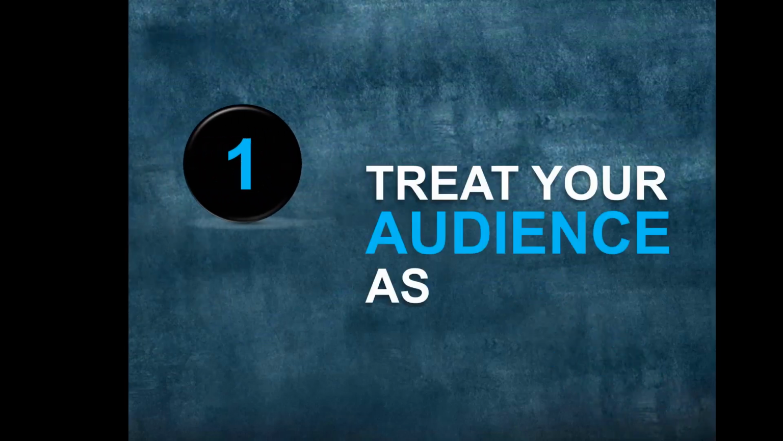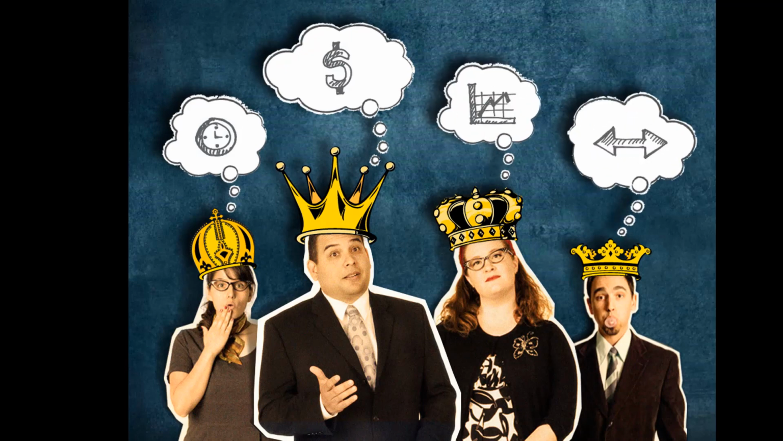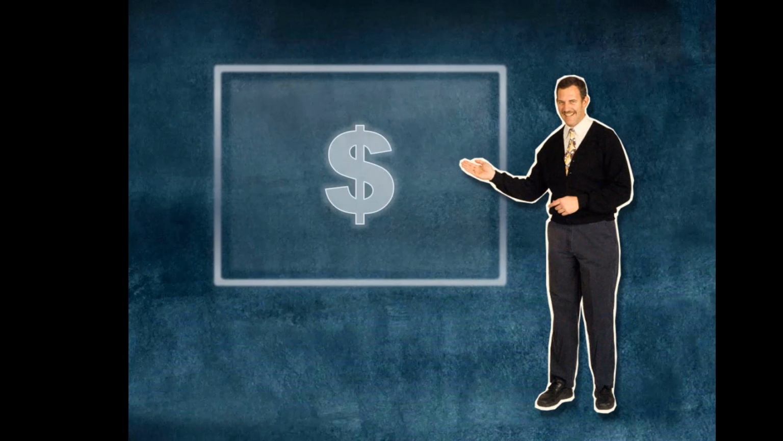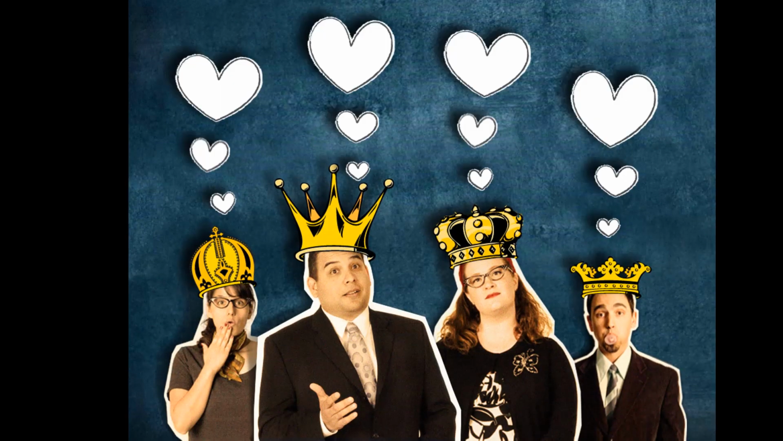The first rule is, treat your audience as king. Your audience deserves to be treated like royalty. Design a presentation that meets their needs and not just yours. Audiences want to know what you can do for them, why they should adopt your view, and what are the steps they need to follow to take action. Give them those things in a clear, easily understandable way, and you will undoubtedly find favor with the king.